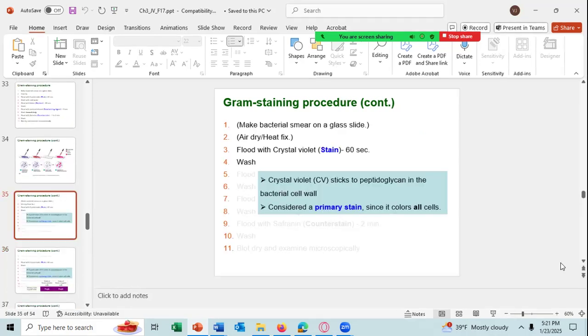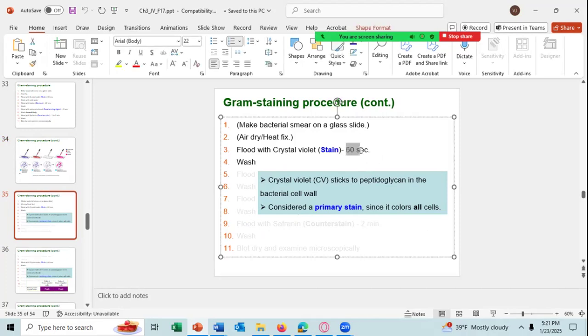Let's talk about the gram stain in greater detail. So once again, you start with a bacterial smear, which is air dried and heat fixed, and you flood it with crystal violet. This stain you apply for around 60 seconds. The exact time is not important. You could be a few seconds under. You could be a couple of minutes over, but you do not want the stain to dry on the slide.